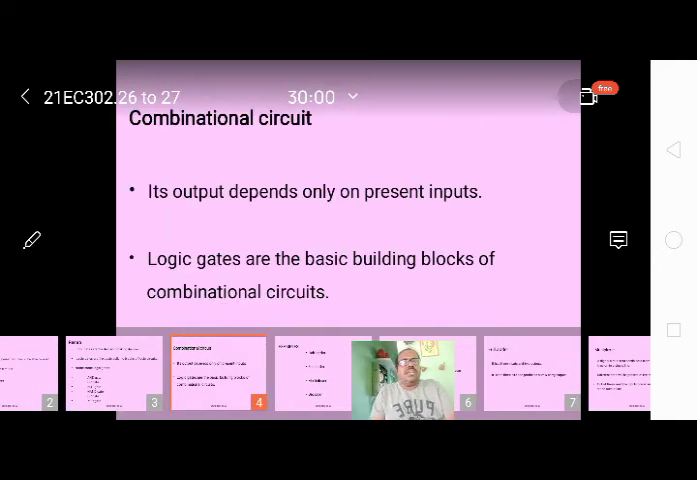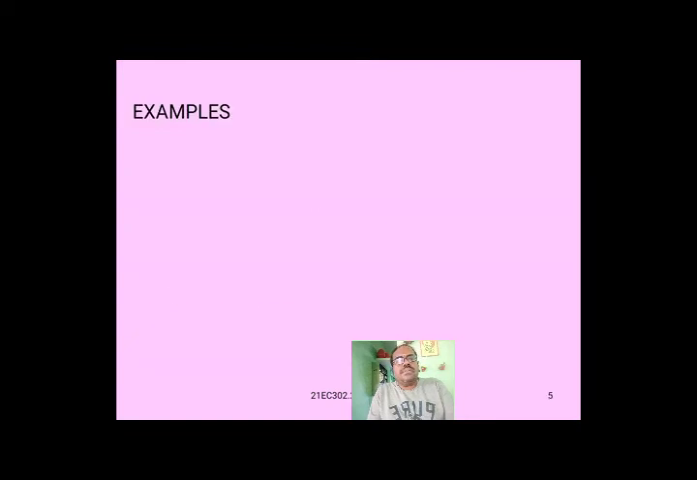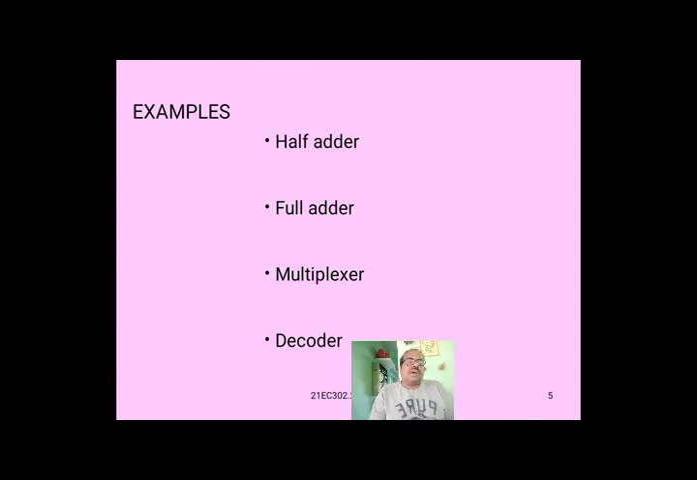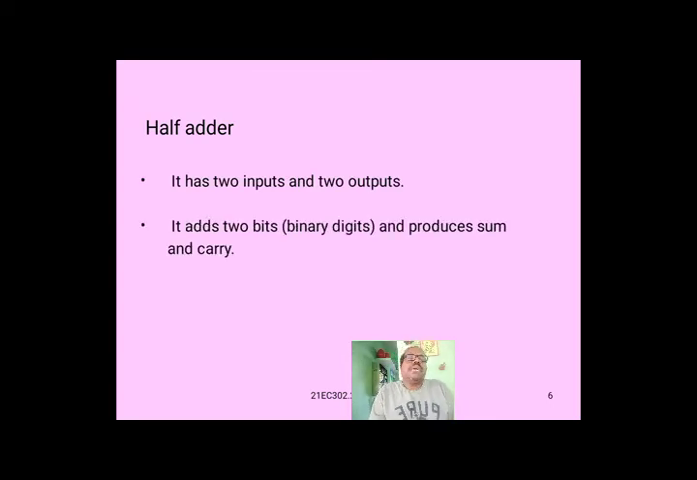Once again repeating, in the combinational logic circuit, the output depends only on present inputs. Logic gates are the basic building blocks of combinational logic circuits. Next examples are half adder, full adder, multiplexer and decoder. Next, half adder definition. It has 2 inputs and 2 outputs. It adds 2 bits, that is binary digits, and produces sum and carry.